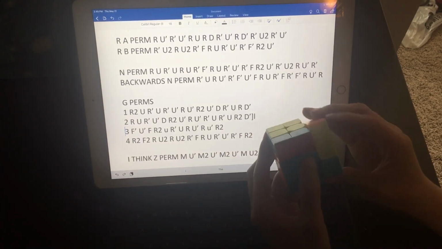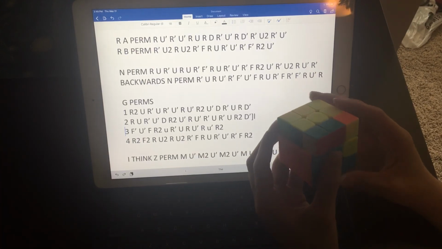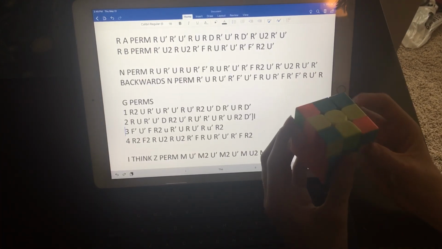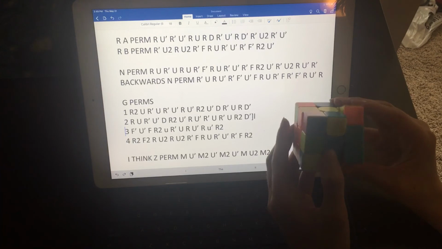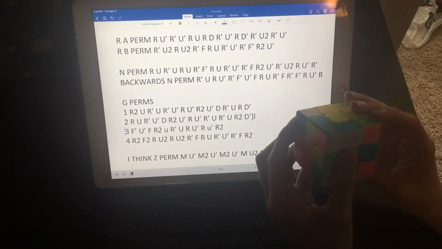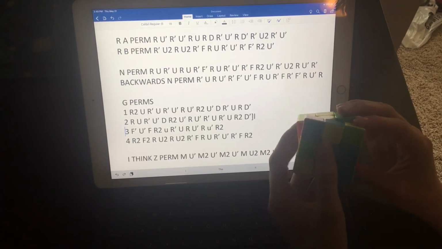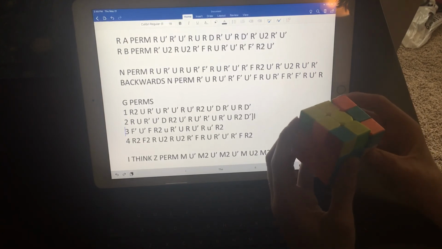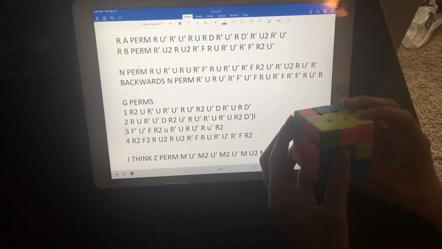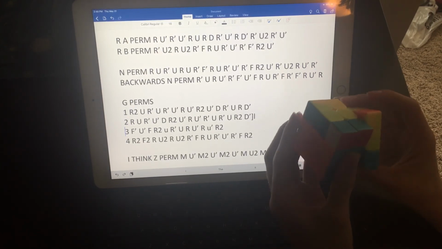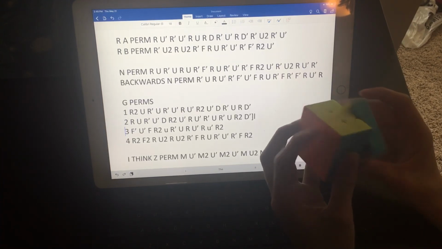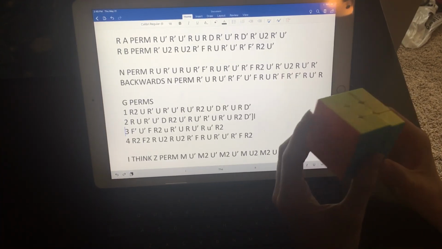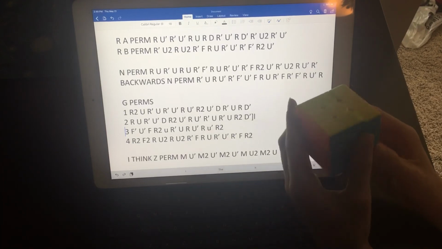R, U, R prime, U, R, U, R prime, F prime, R, U, R prime, U prime, R prime, F, R2, U prime, R prime, U2, R, U prime, R prime. So that is just the first of the N perms.